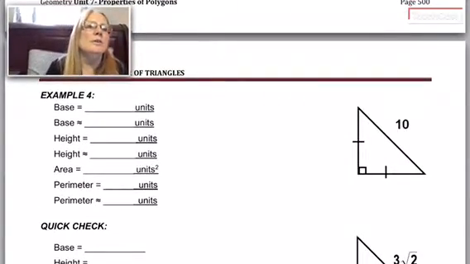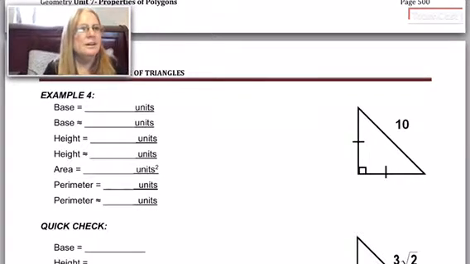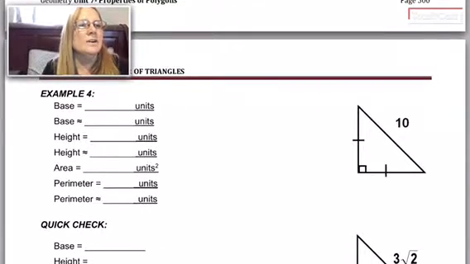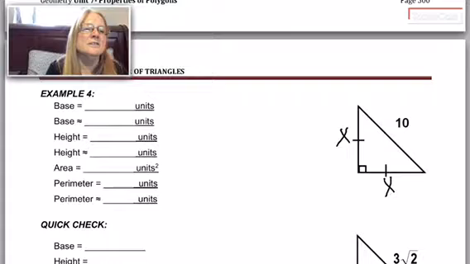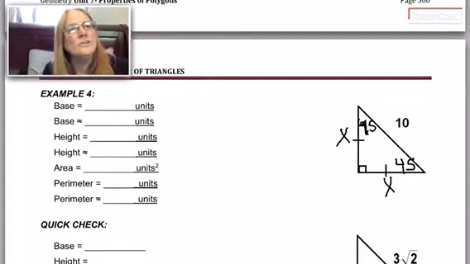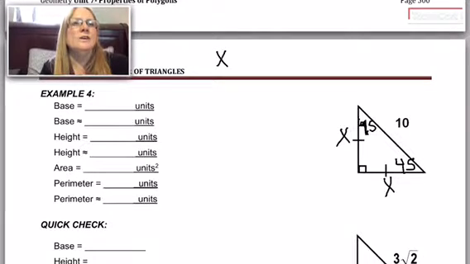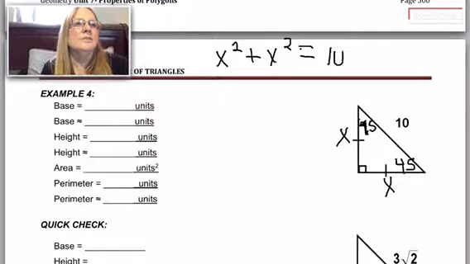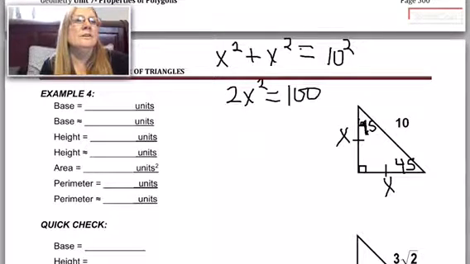Example 4. What I notice here is that I have an isosceles right triangle, x and x. So if you have a right triangle that's isosceles, this is going to be a 45, 45, 90 triangle. So you have to recognize that. Or you could solve it with the Pythagorean theorem. You would do a squared, which is x squared, plus x squared equals 10 squared. And you would get 2x squared equals 100. Divide by 2, you get x squared is equal to 50.